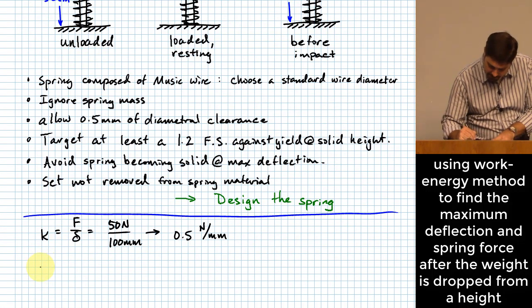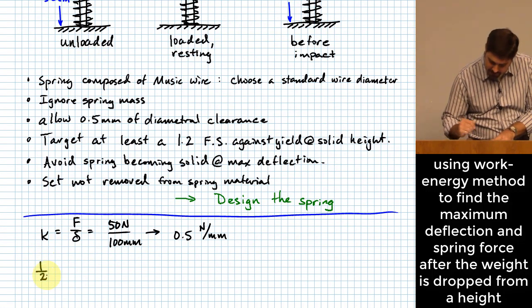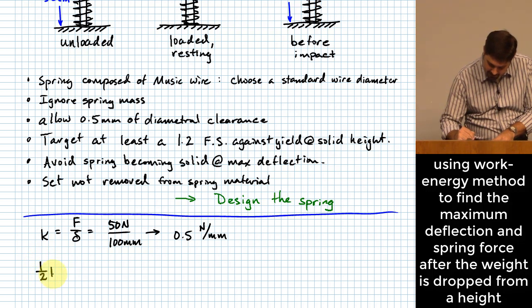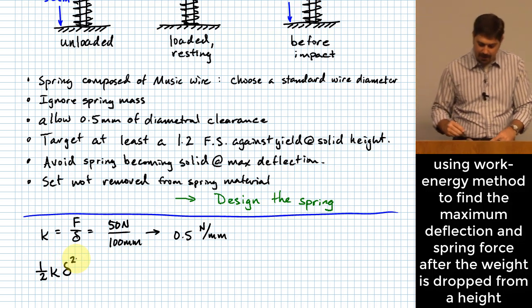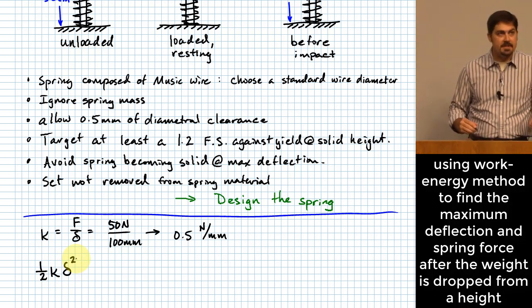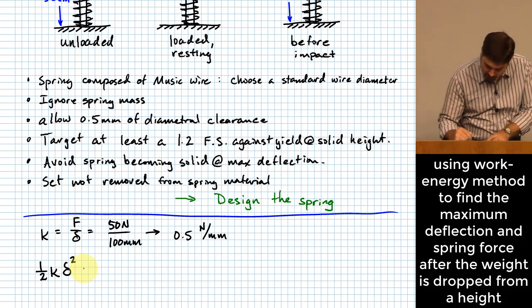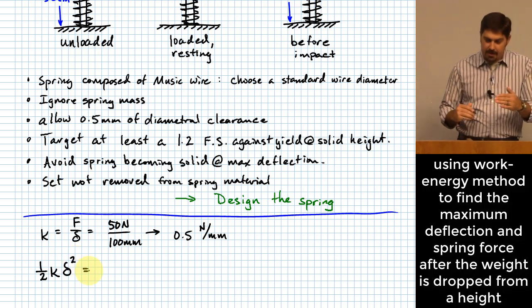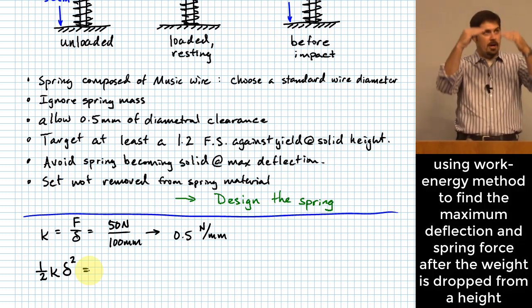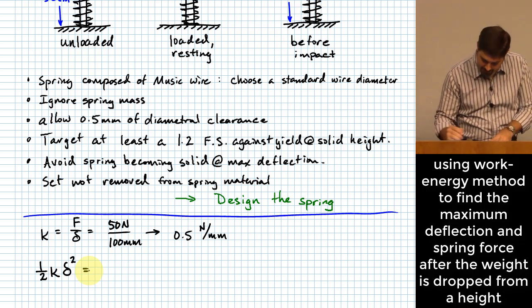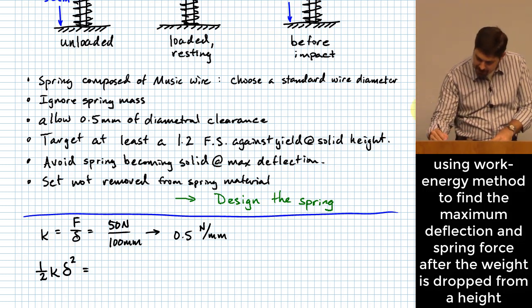The equation that we use for elastic energy is 1/2 K delta squared. Okay, and we're basically saying this is the energy at the end of the process of dropping it. This should be equal to the amount of potential energy that was in the block before it was dropped. Okay, and that would be mgh, right?